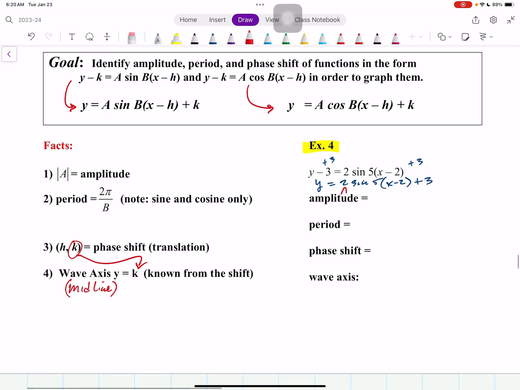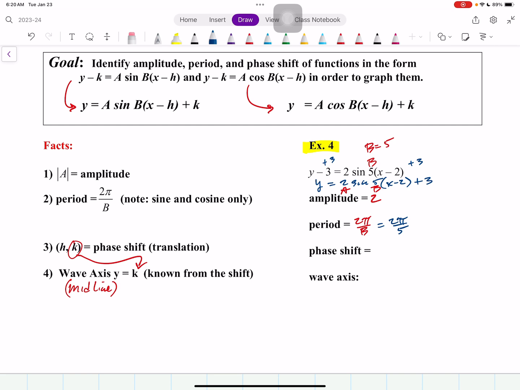And if you compare, we know the amplitude is 2. B is 5. So you need to know B in order to get the period, and the period is 2 pi divided by B. In this case, since B is 5, it's very simple. I know that it's going to be 2 pi divided by 5, or 2/5 pi, right?